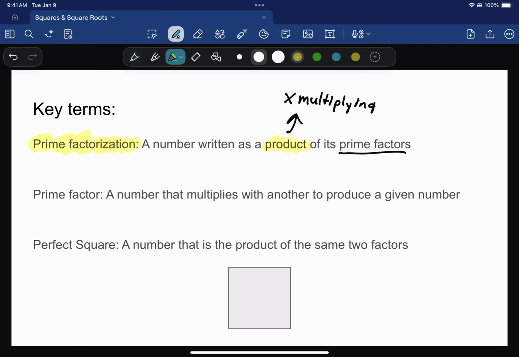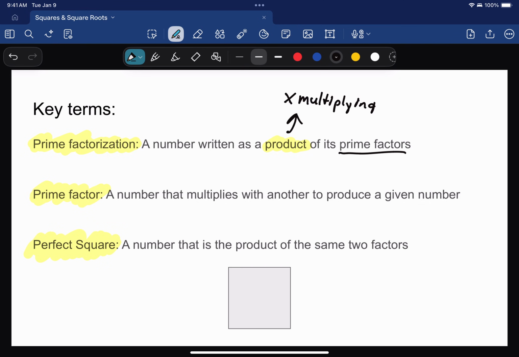So we also need to know what a prime factor is. And a prime factor is a number that multiplies with another number to produce a given number. So it's all the way in its lowest term. So when you divide it all the way down is what a prime factor is. We're going to see an example of that in a second. And then we also need to know what a perfect square is. A perfect square is a number that is the product of the same two factors.